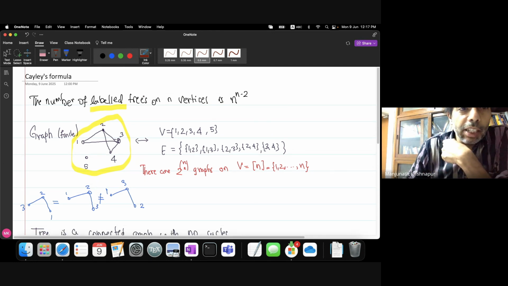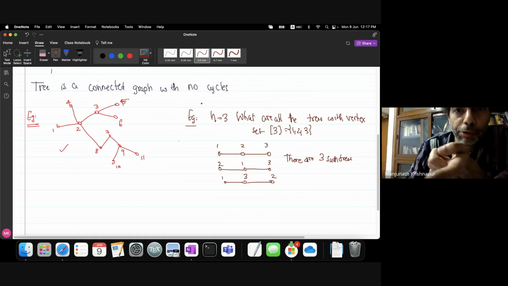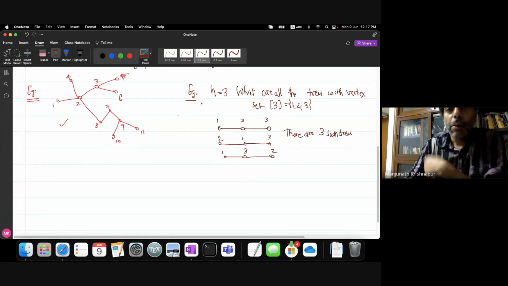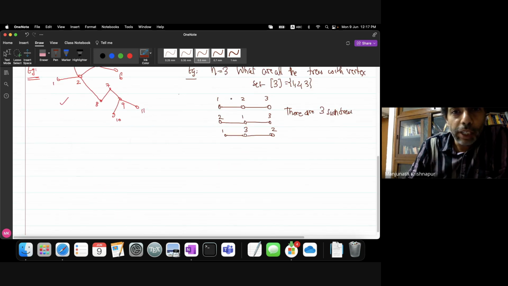And Cayley's theorem says the number is n to the n minus 2. So when n is 3, it is 3 to the power of 3 minus 2, which is 3 to the power of 1, which is 3. So this agrees with that formula for n equal to 3. But it gets more complicated when n is 4. So when n is 4, what happens?